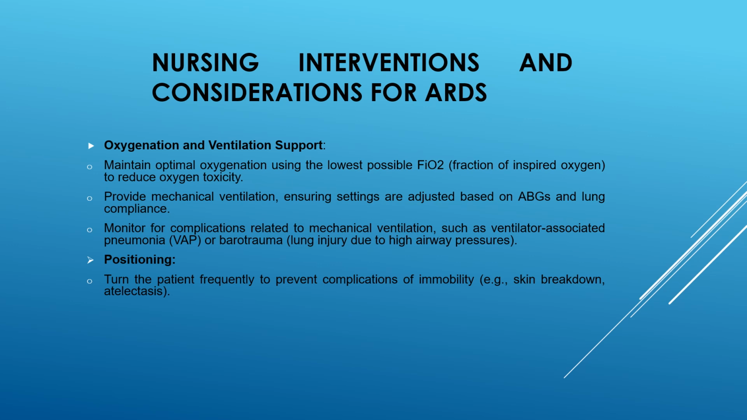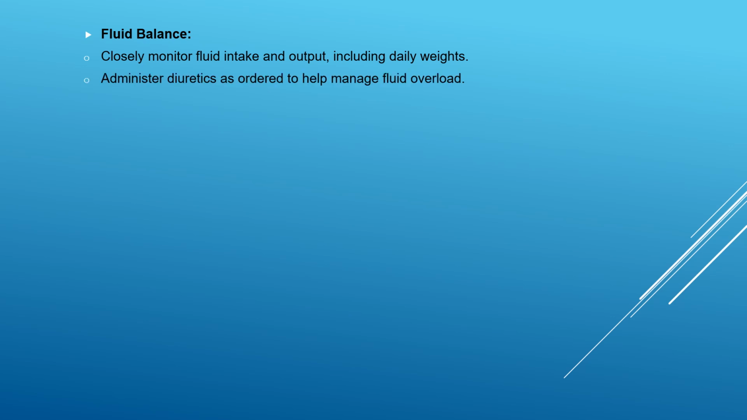Positioning: turn the patient frequently to prevent complications of immobility like skin breakdown and atelectasis. What is atelectasis? It is a collapse of the alveoli. Prone positioning is often used to improve the oxygenation by redistributing the perfusion to more healthy areas of the lung. Fluid balance: closely monitor fluid intake and output. Try to take the weight of the patient daily. Administer diuretics as ordered to manage the fluid overload.